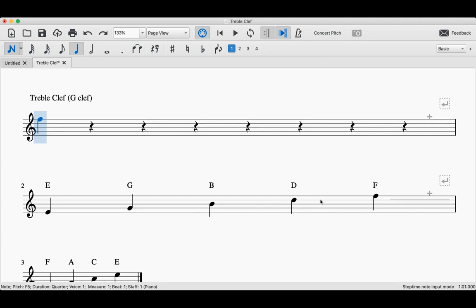Okay, so today we're going to talk about how to identify notes above and below the treble clef musical staff, right? And in our last video, we said that our lines are every good boy does fine, right? E, G, B, D, F from the bottom up. And our spaces are F, A, C, E, face in the space.